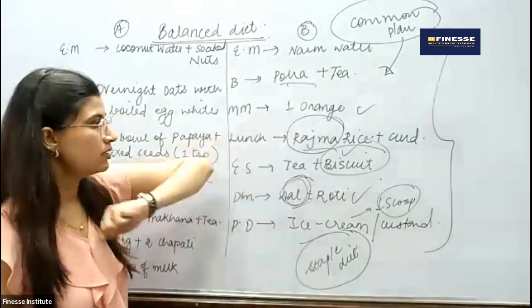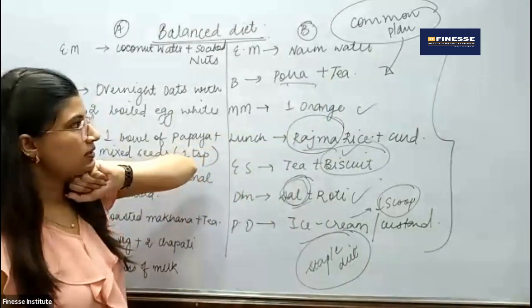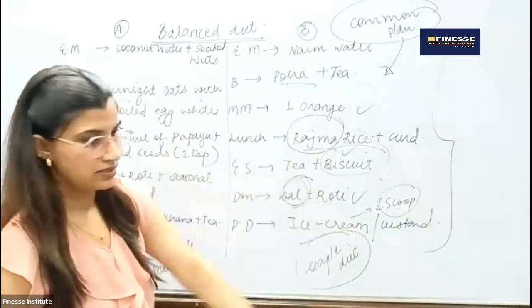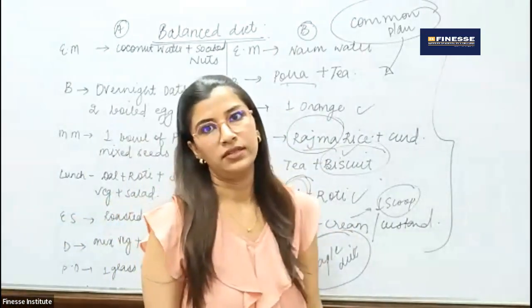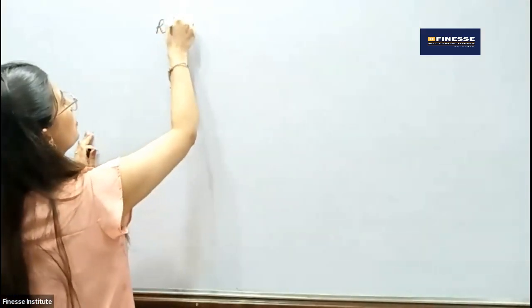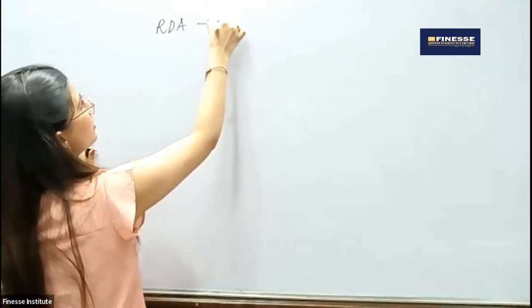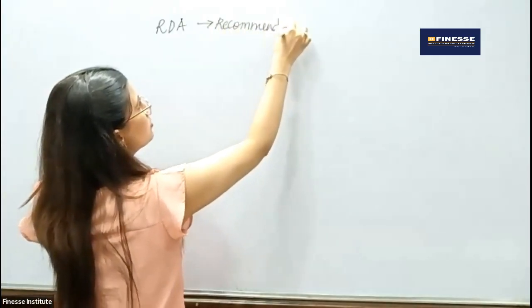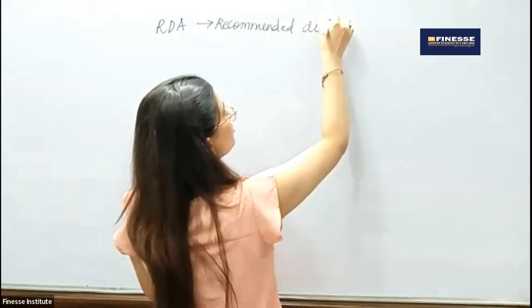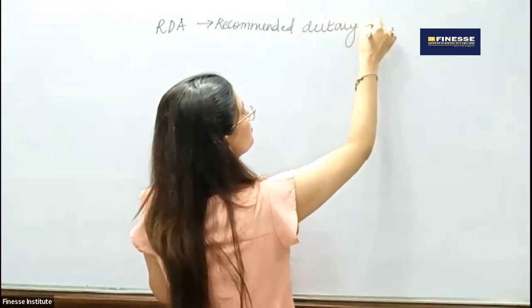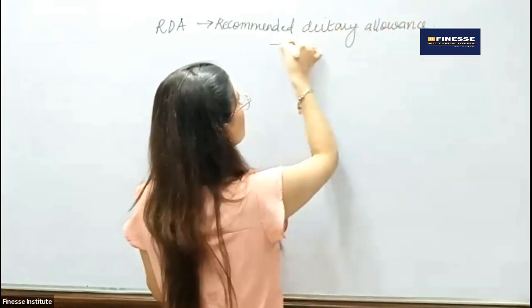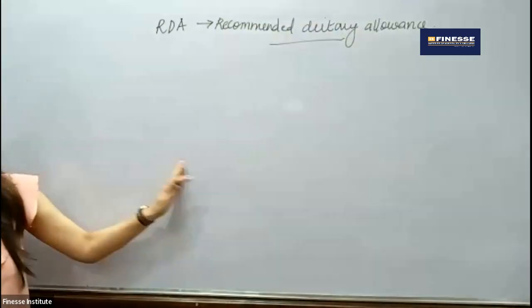This is an empty calorie, this is an empty calorie. Then we have biscuits as empty calorie, ice cream and custard are empty calories. Next we have is RDA. RDA is the recommended dietary allowance.